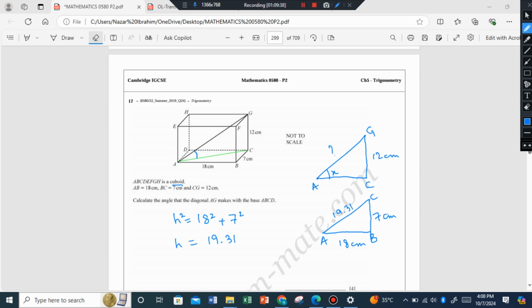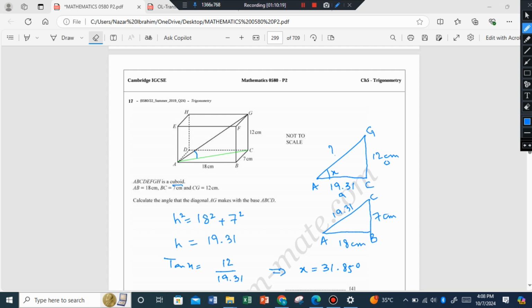So this side now is known to me, which is 19.31, right? Again, opposite and adjacent, this is opposite, this is adjacent. So applying tangent, tangent x is equal to 12 upon 19.31, right? And after solving this, the angle which I'm getting over here is x equal to 31.85 degrees.